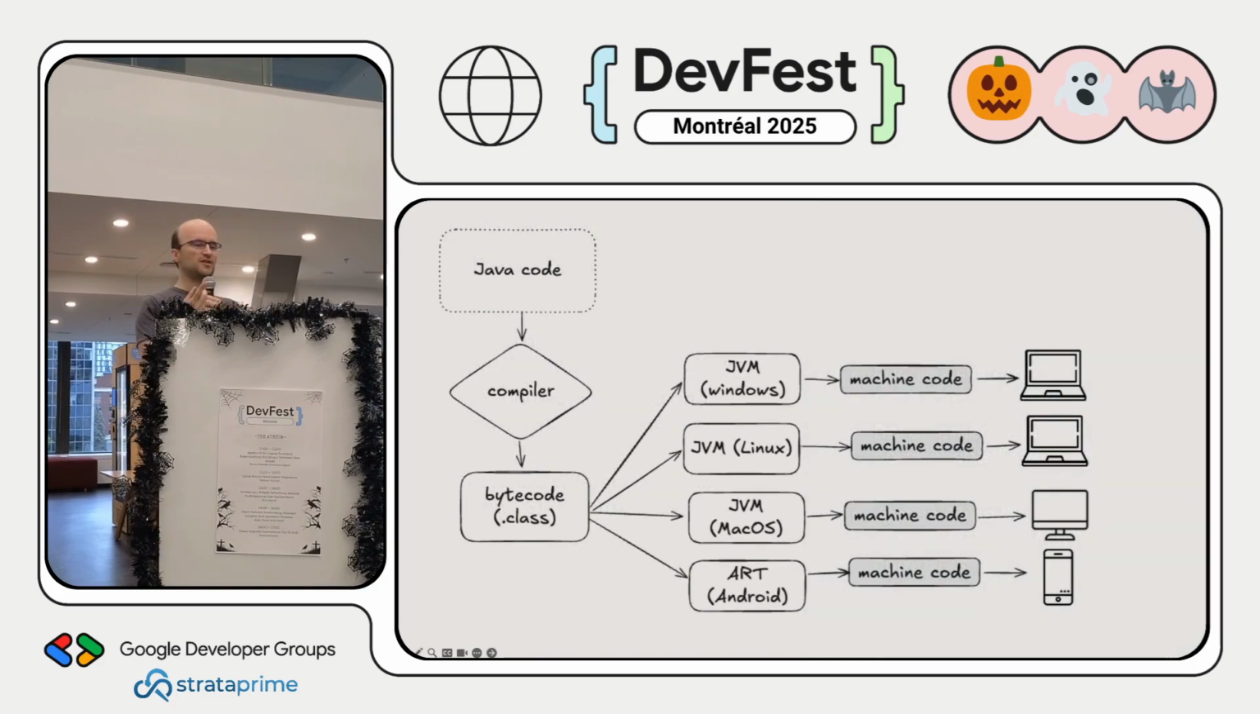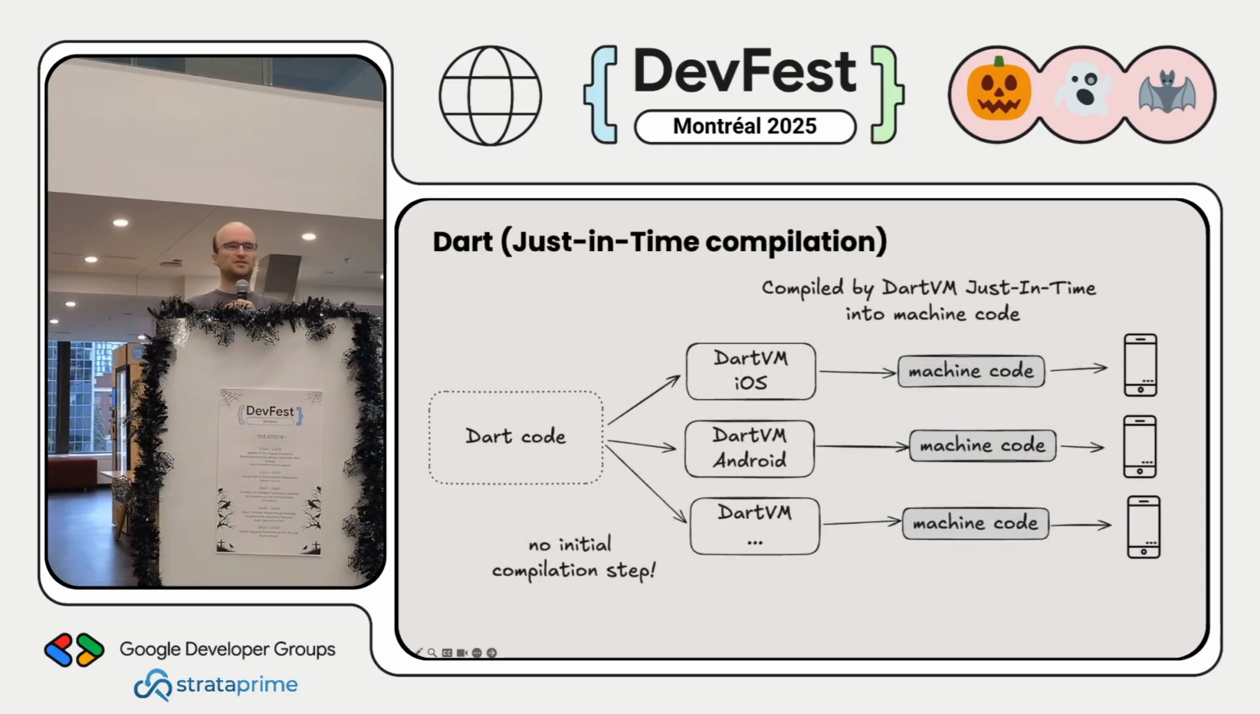So if we look at Java, for example, there's some compilation where it transforms your Java code or Kotlin code into bytecode. It's a .class file. And then there's a JVM for each platform that you want to run that code on. And it will translate your same bytecode into machine code for that machine. Dart in just-in-time mode is slightly different. There's absolutely no compilation, and it just runs on a Dart VM, and that outputs machine code there.